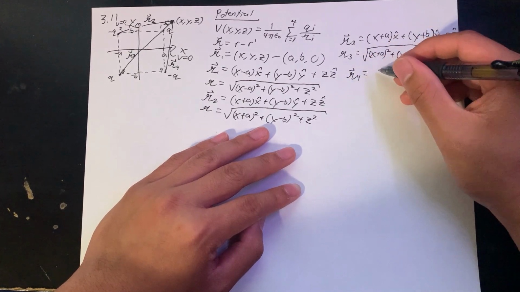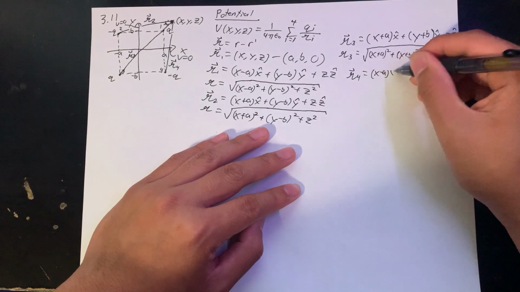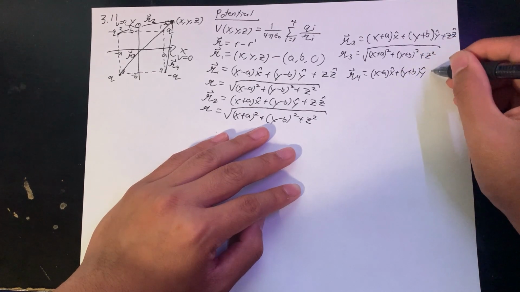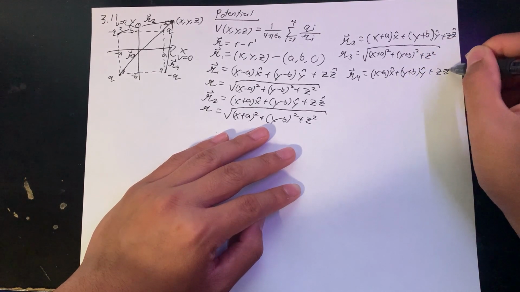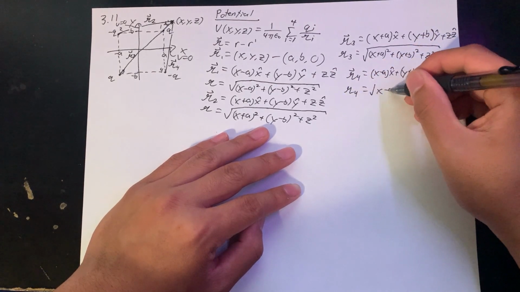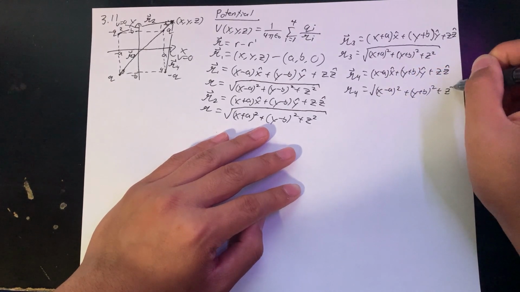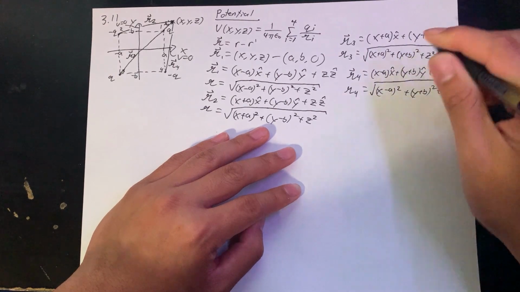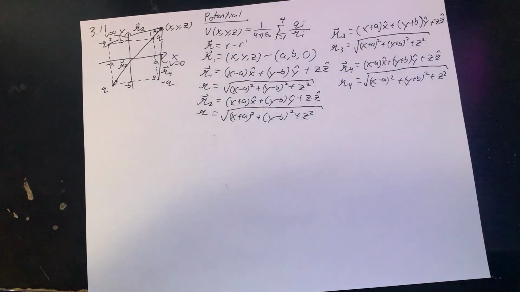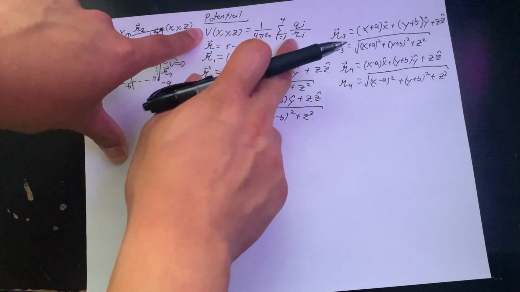And then finally, our fourth one is going to be x minus A x hat plus y plus B y hat plus z z hat. Magnitude again. Okay, so now we have all of our separation vectors written out. Now we can plug our magnitudes into the potential function.